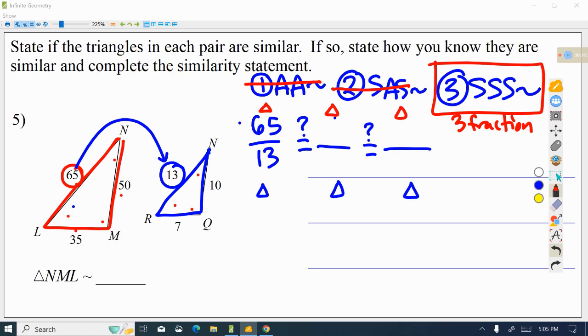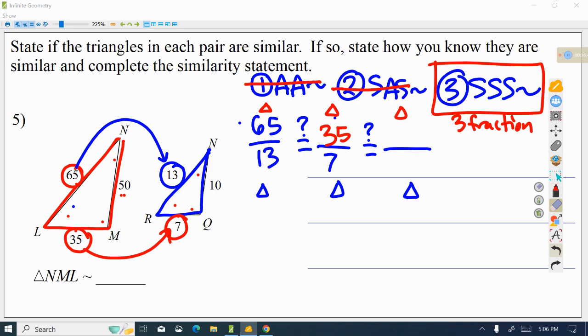Okay? So the smallest number in this triangle is 35. So now go match that up with the smallest number in the blue triangle. The smallest in the blue is 7. So we'll put 35 over 7. Okay, so 35 over 7. Then we have to get the last one. Okay, should I write 50 over 10 or should I write 10 over 50? Take a beat to think about that yourself.